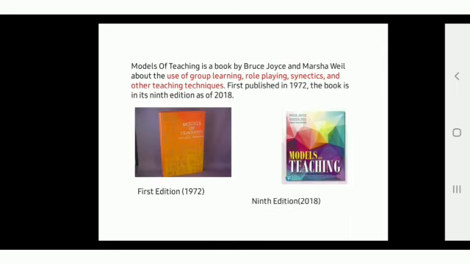Models of Teaching is a book by Bruce Joyce and Marcia Weil. It was first published in 1972, which is shown on the left side, and recently we are using the ninth edition, which was published in 2018. In that book, we have the use of group learning, role playing, synthetics, and other teaching techniques.